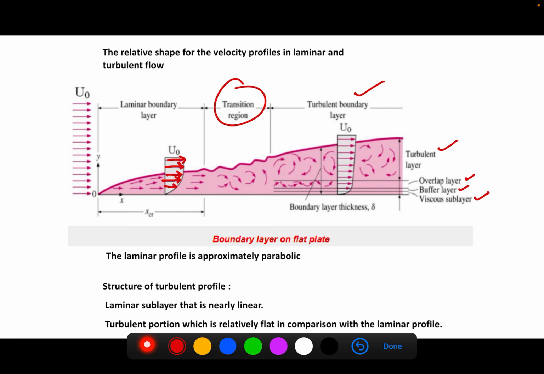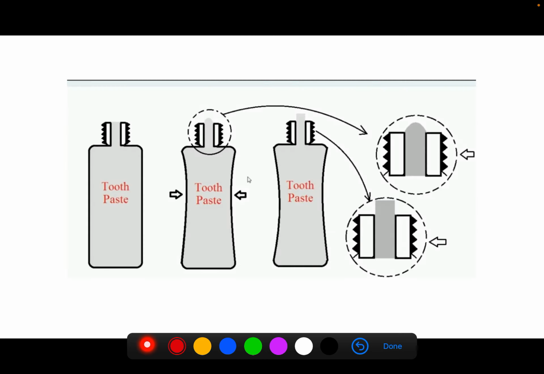You can see that it is approximately linear, you can say that it is linear. And this turbulent one is almost flat also. So it's not quadratic, but more precisely, you can say it's logarithmic in nature. That is the explanation given in this particular picture.